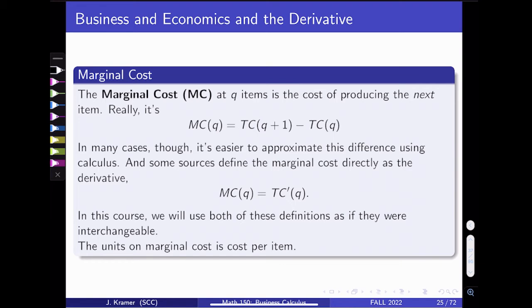In many cases, though, it's easier to approximate this difference using calculus. That would be if your total cost is not a linear function. It would be a lot easier to use calculus. Some sources define the marginal cost directly as the derivative, which would be the derivative of the total cost function. In this course, we'll be using both definitions interchangeably. The units on marginal cost will be cost per item.